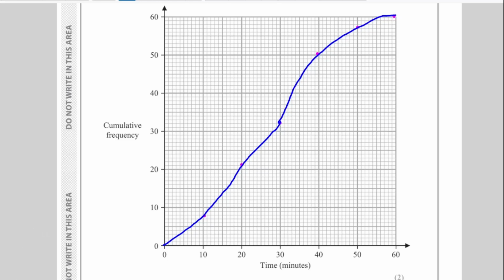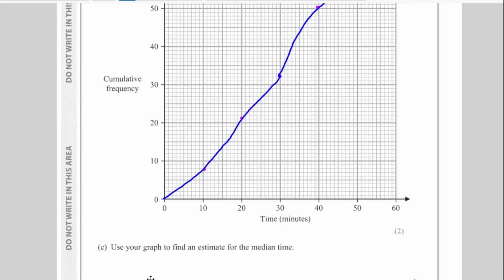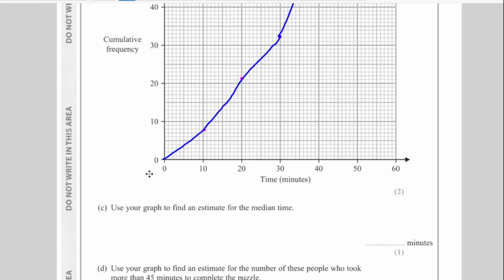Right, now we need to get the estimate of the median. When getting the median, I know that the median is equal to Q2. Q2 is equal to N over 2. N means the total frequency. In this case, it is 60. 60 divided by 2 becomes 30. Then you have to go to 30 and draw the line.